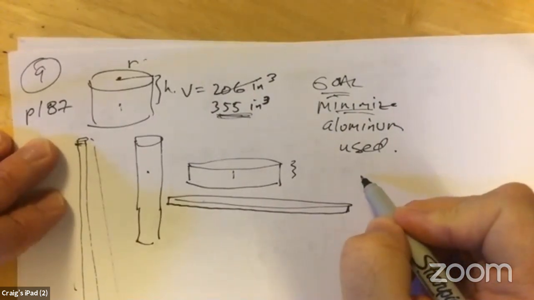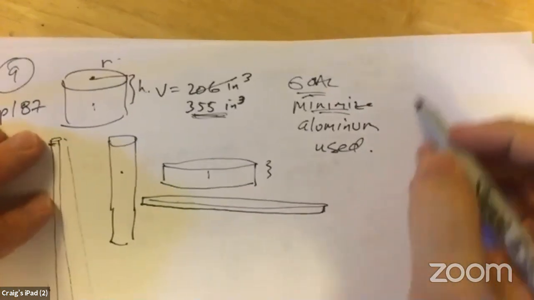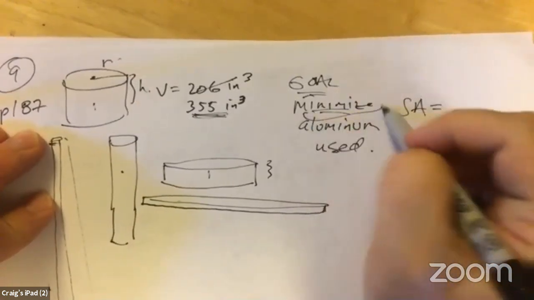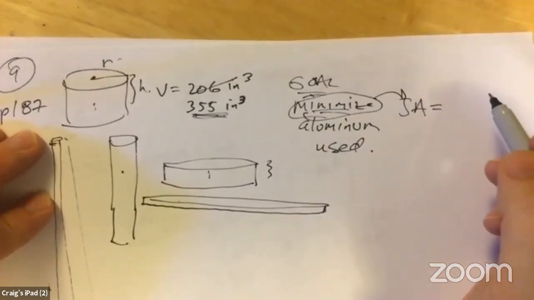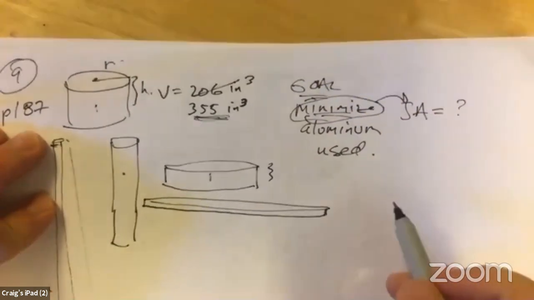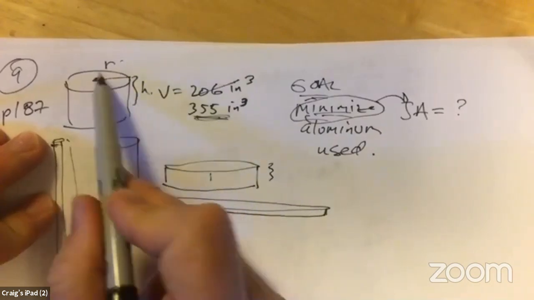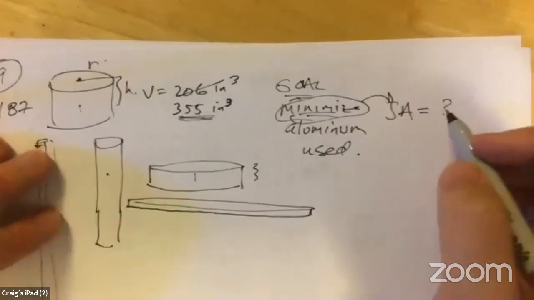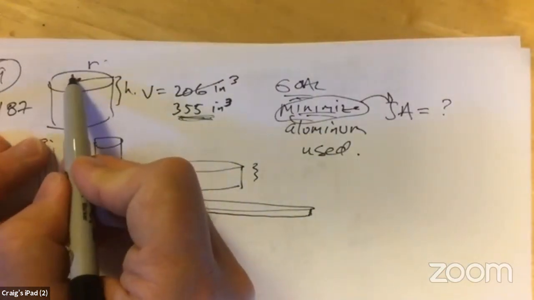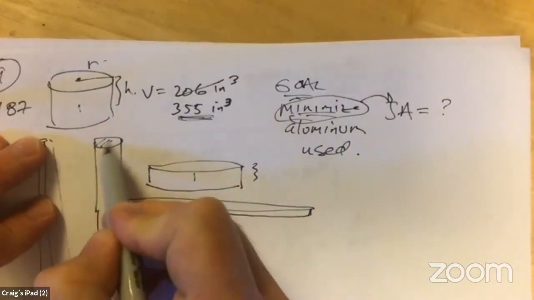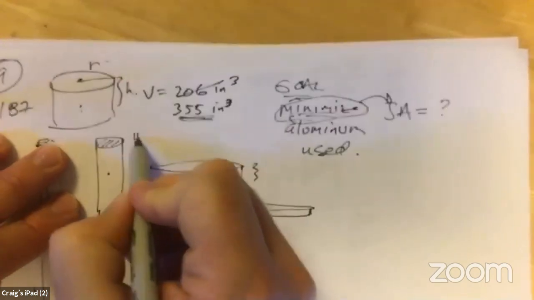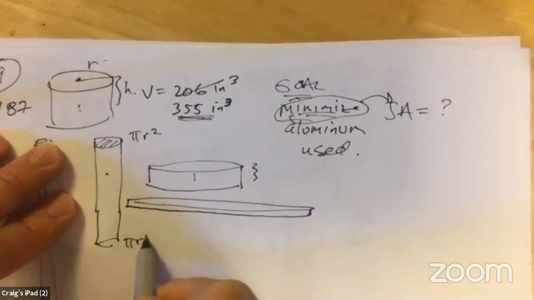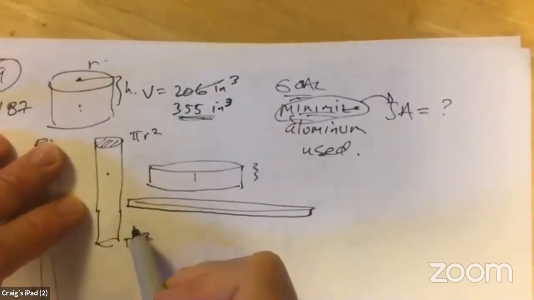And so to minimize the aluminum used, I want to minimize the surface area. We need to figure out what the formula is for the surface area in terms of the radius and the height. So what is the surface area? Well, the surface area of the top is pi r squared. The surface area of the bottom is another pi r squared. So I have 2 pi r squared surface area so far.